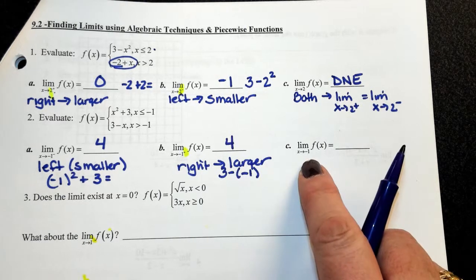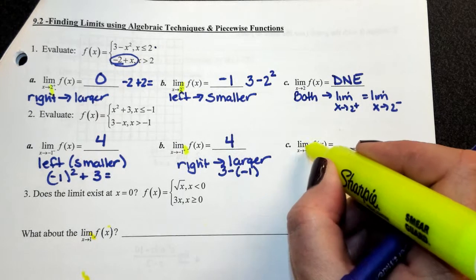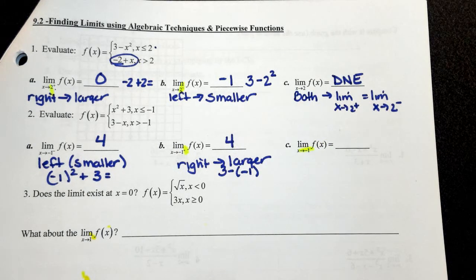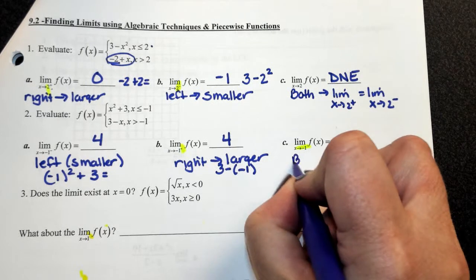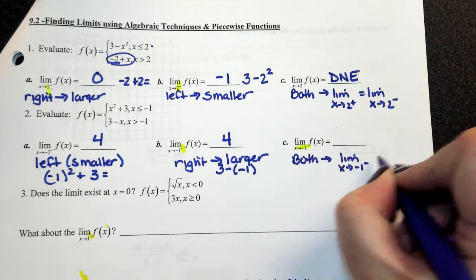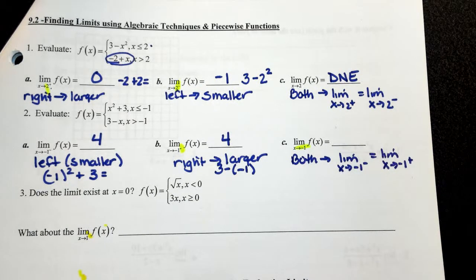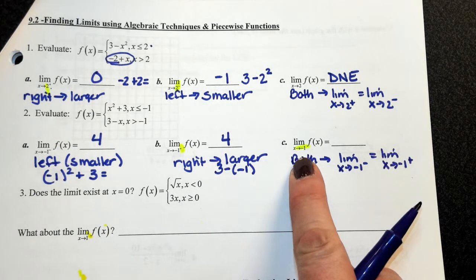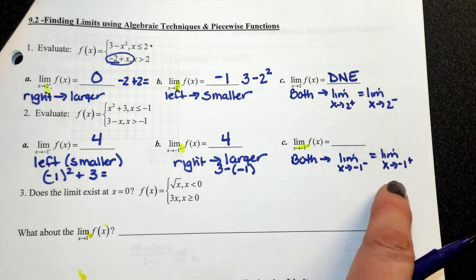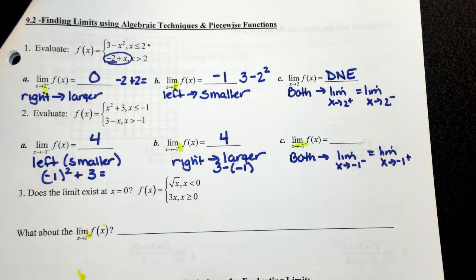So now notice in C, this does not have a plus or a minus as an exponent. So that means that I'm going to have to look on which side, left, right, or both? Both. And remember, for this to exist, the limit as x approaches negative 1 from the left has to be equal to the limit as x approaches negative 1 from the right. So for this two-sided limit to exist, what happens on the left has to be the same as what's happening on the right. If they're different numbers, it does not exist. So what is this limit as x approaches negative 1 going to be? 4. Okay?